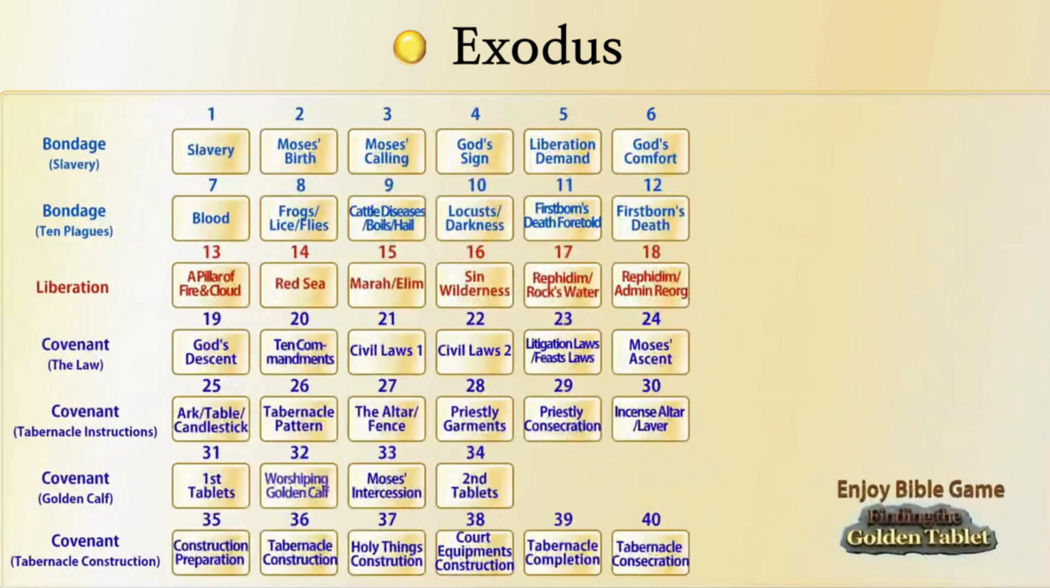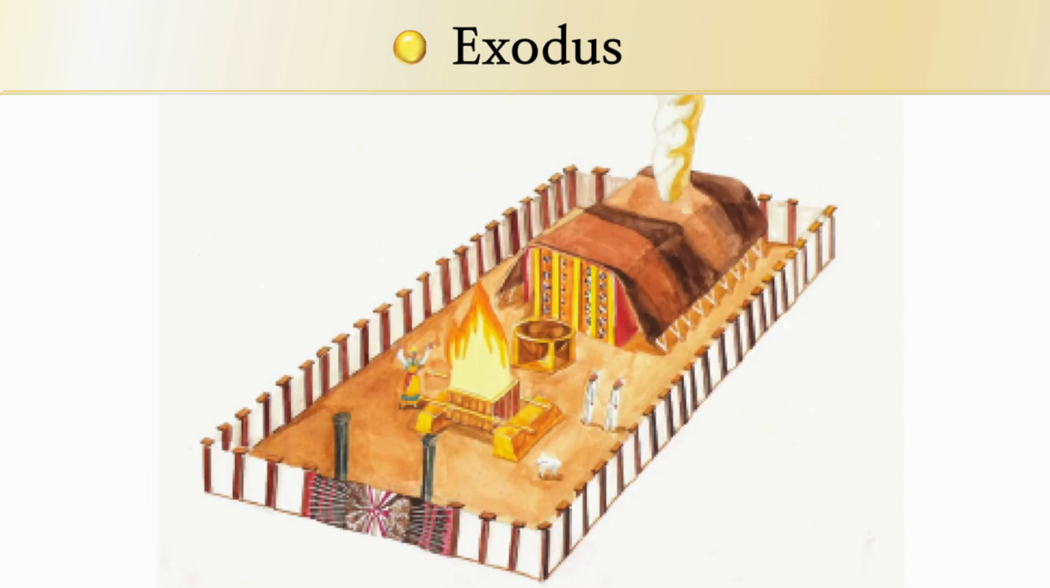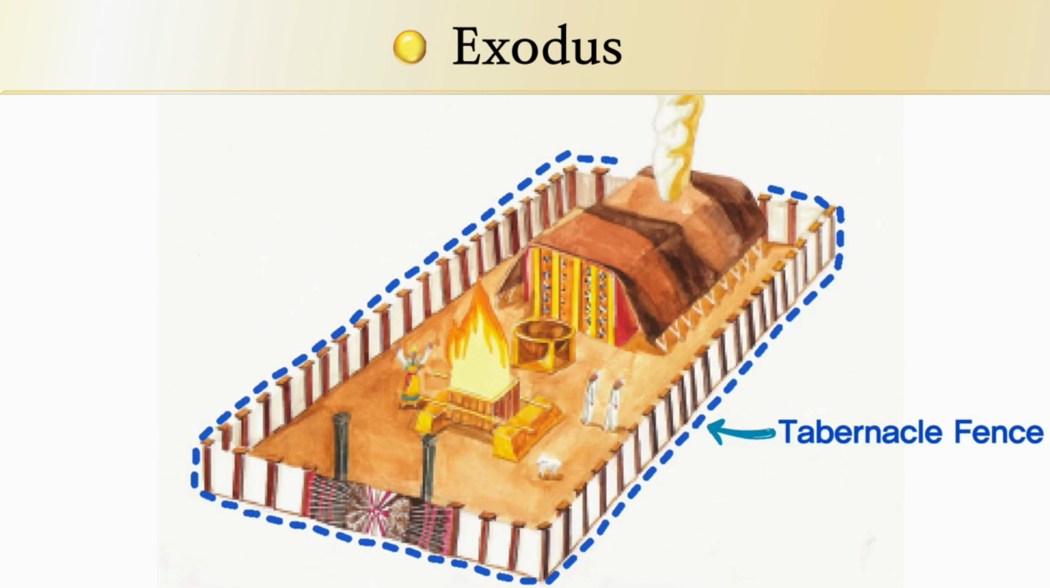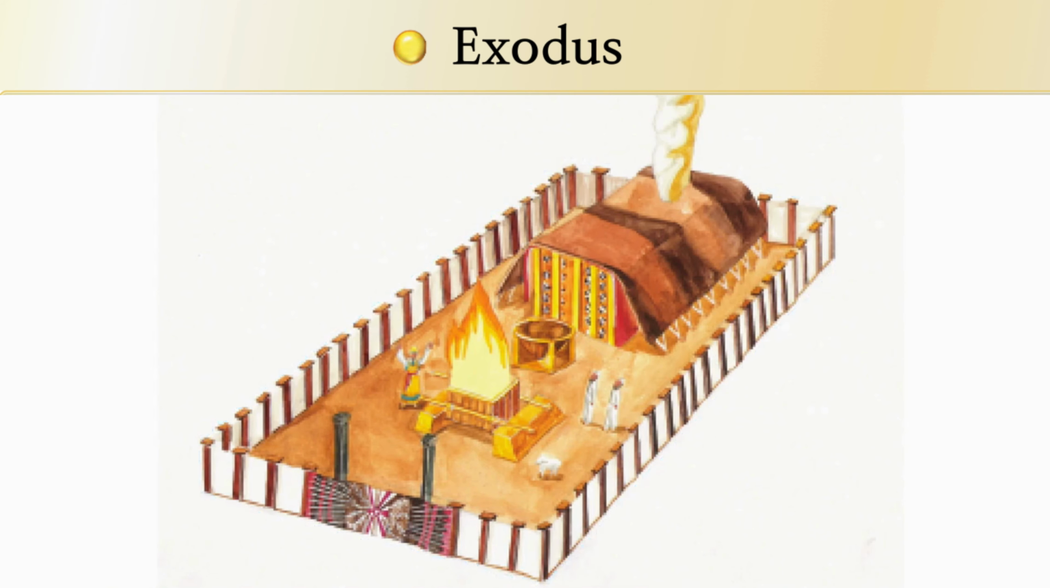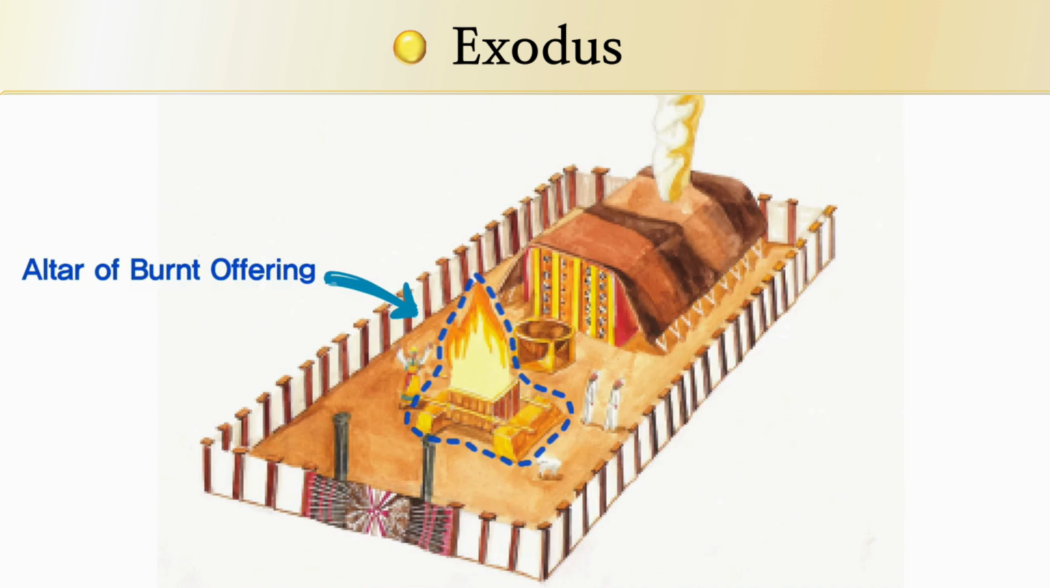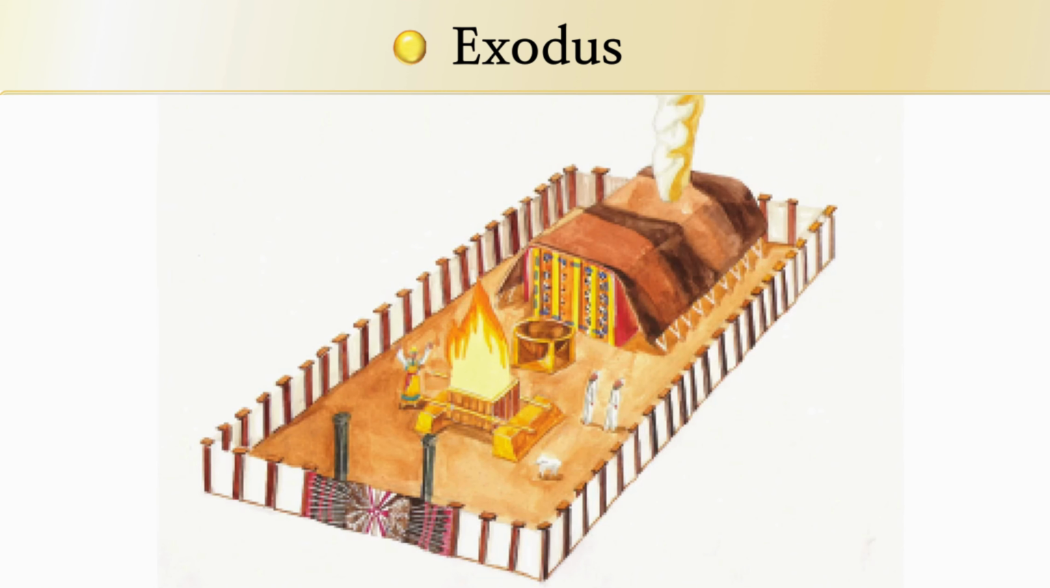And the pattern and layout of the tabernacle, and the holy things and priestly garments in the tabernacle, which are covered in chapters 25 through 30 and 35 through 40, can be better understood by referring to the following illustrations. First, a three-dimensional view of the tabernacle and its surroundings. Centered on the tabernacle, there is a fence that surrounds the tabernacle. Inside the tabernacle fence is the altar of burnt offering, where the sacrifices were offered. And outside the door into the tabernacle is the laver, where water was prepared for the high priest to wash himself in the holy place.